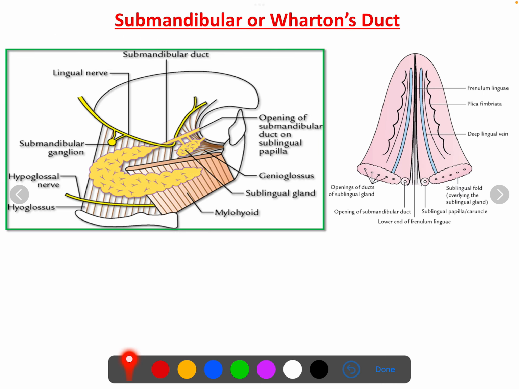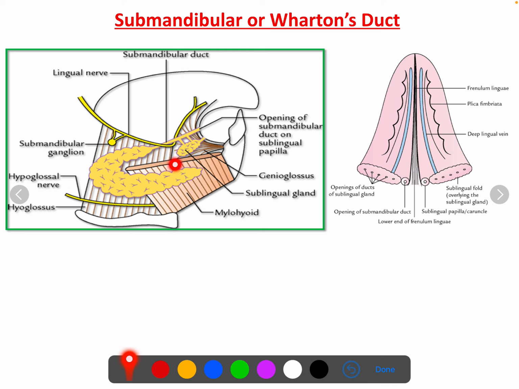The next one is the submandibular duct or Wharton's duct. The submandibular duct is about 5 cm long. It emerges from the anterior end of the deep part of the gland and runs forward on the deep surface of the hyoglossus muscle, between the lingual nerve above and the hypoglossal nerve below.